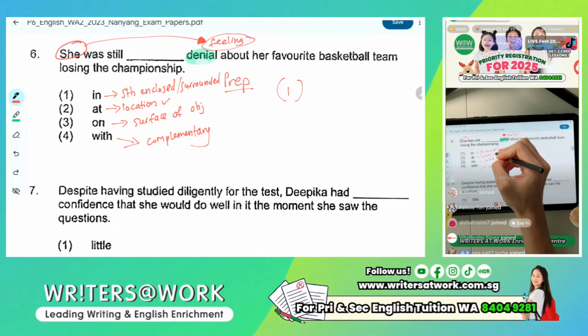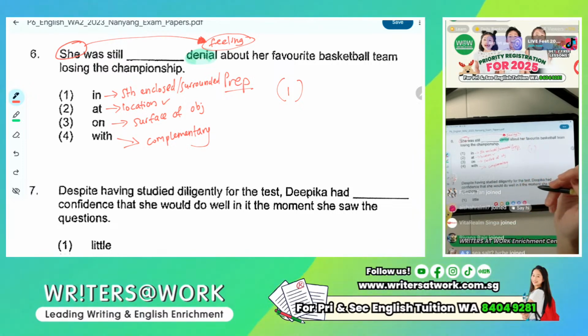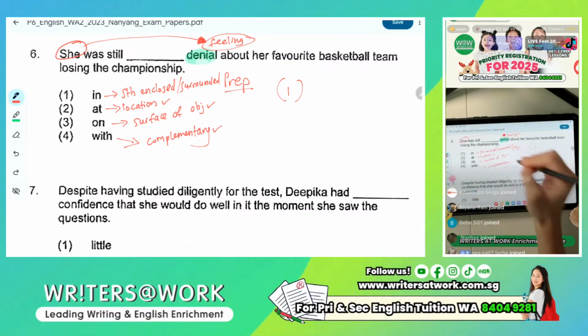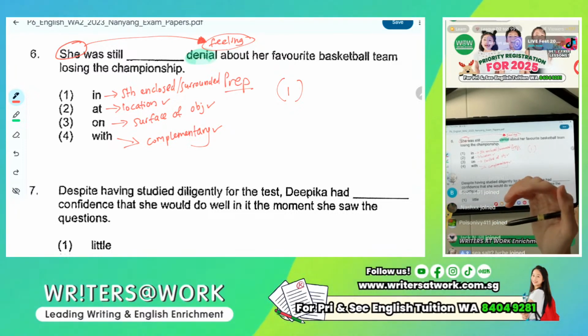When you talk about location, mother is at the coffee shop now. On the table. The tablet is on the table. That means it's resting on this flat surface. We show something is complementary. I am going to the market with father. That means two of us are doing the same thing.